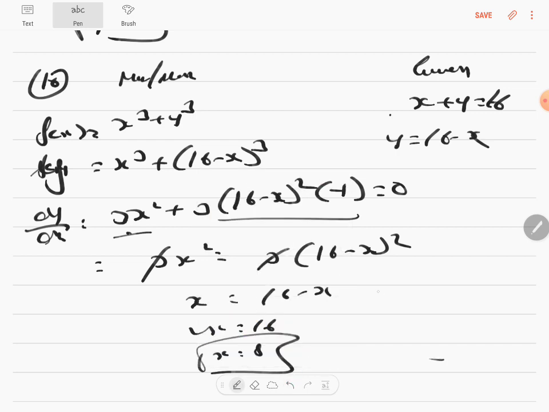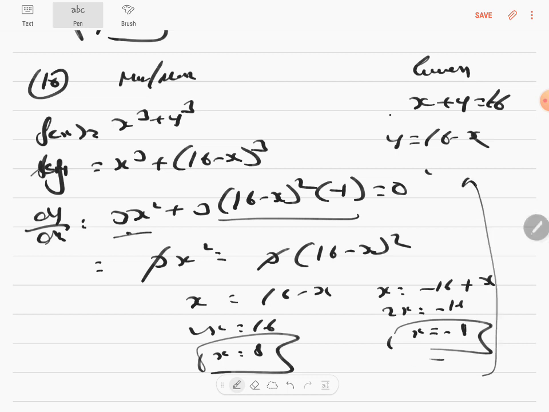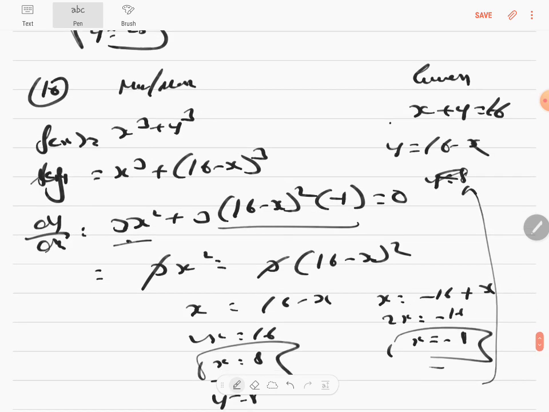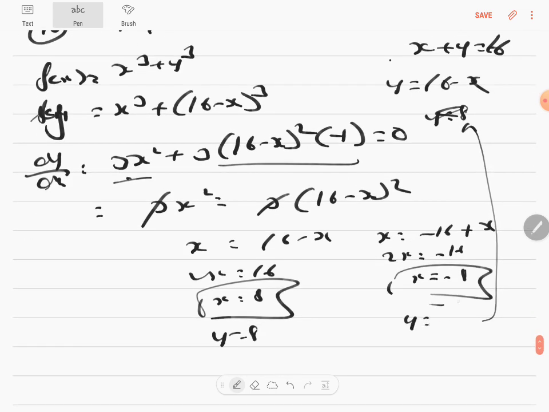What happens when I take it as negative? Minus 16 plus x. And 2x itself is minus 16, so x is equal to minus 8. Because a square root is involved, it can be negative or positive. So you get x is equal to 8 or x is equal to minus 8. So substituting back in here, if x is 8, y is 8. If x is minus 8, y is 24. So you get two different values.